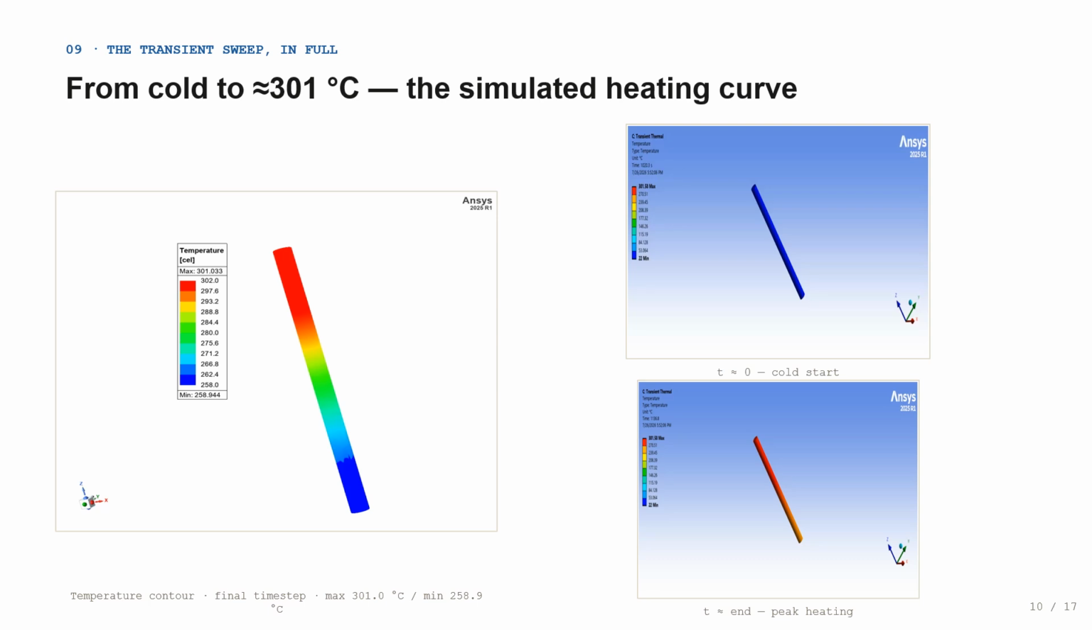This is exactly the kind of result a single static contour plot can hide. Watching the sweep from cold to roughly 301 degrees makes it obvious that the heating is not uniform along the rod's length. It is concentrated where the coil's magnetic field actually links with the part, which is precisely what our discussion of coupling and skin depth predicted it should be.